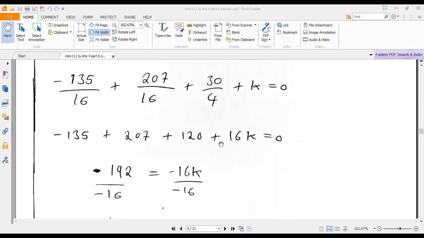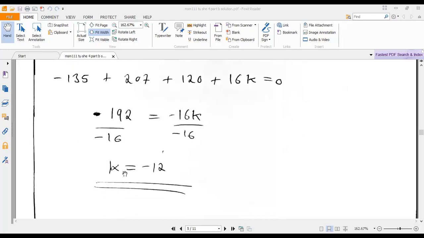Then here you take this positive 16k to the right-hand side, and you have -16k. When you divide both sides by -16, you discover that your k is equal to -12. Then you are done with question 12, and you get your full marks by showing this. Are we all clear?